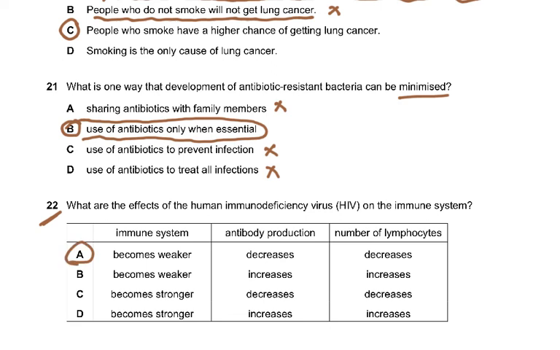Yes, that's the answer. You have to understand that HIV is going to attack the helper lymphocytes, and the helper T lymphocytes will result in less antibody production because it also affects the B lymphocytes. So less antibodies produced, and less number of lymphocytes because it destroys the lymphocytes. The virus goes and invades the lymphocytes. So the answer is A.